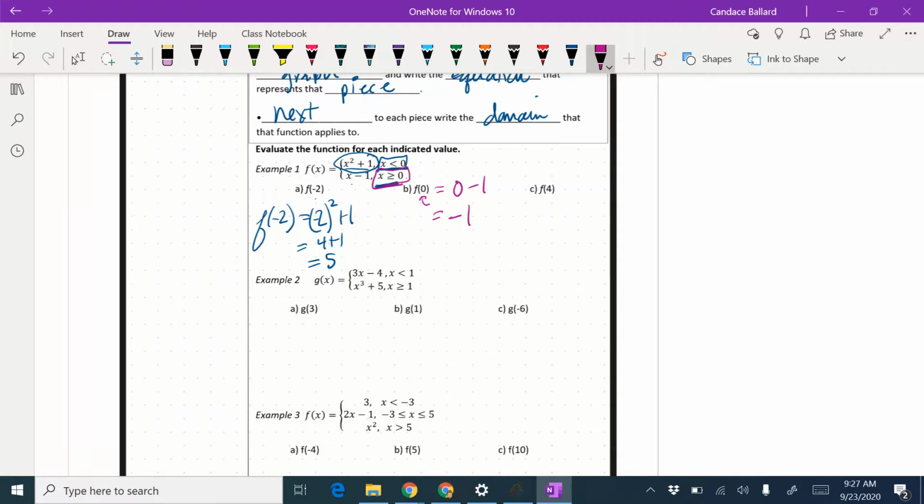All right, then we're going to go ahead and plug in the 4. Let me use a totally different color. So 4, it's not less than 0. It's greater than or equal to 0, so I'm going to use the bottom branch again. So f of 4 equals 4 minus 1, which equals 3.